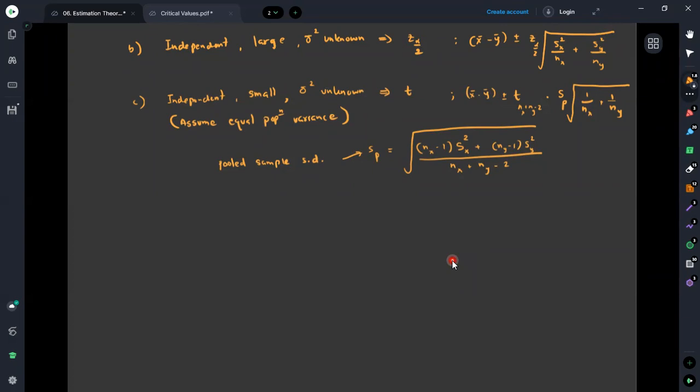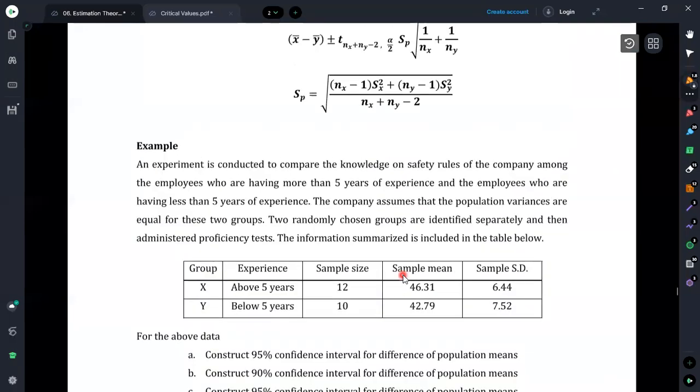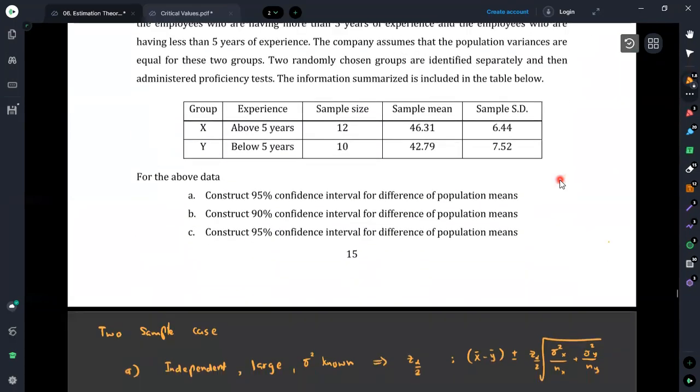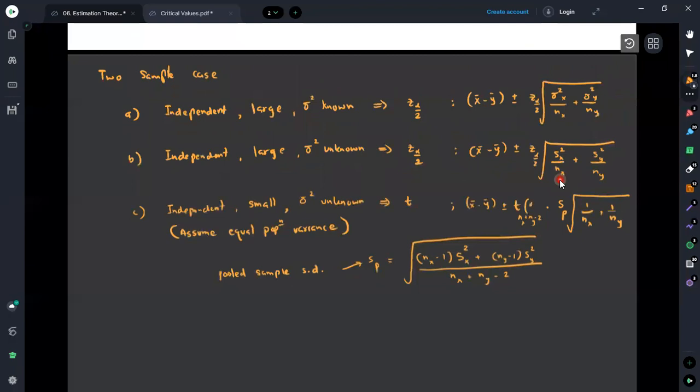Nx and ny are the sample sizes of x and y. Sx squared and sy squared are the sample variances of sample x and sample y respectively. Using this equation, we can obtain the pooled sample standard deviation by taking the square root, denoted as SP. Then we can use this to obtain the 100 times 1 minus alpha percent confidence interval. You can see the same equations as used here, where the critical level is alpha over 2.